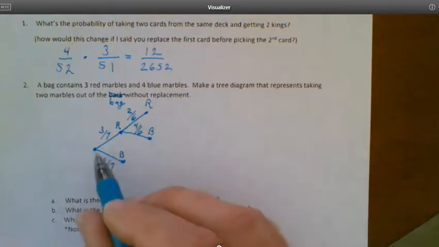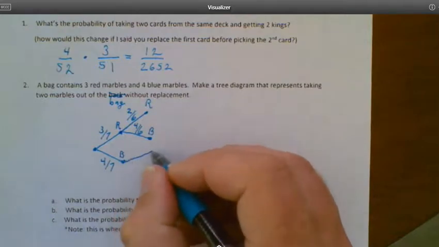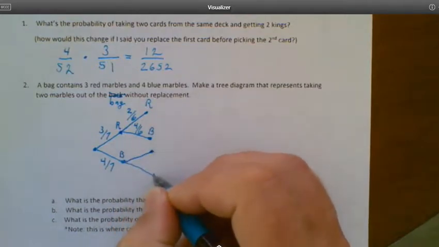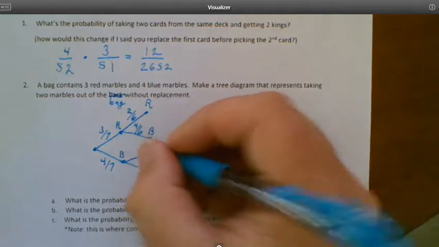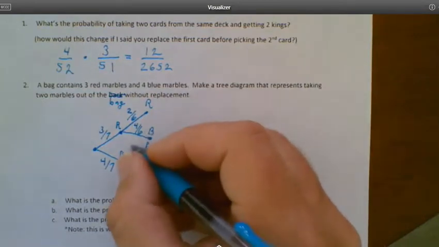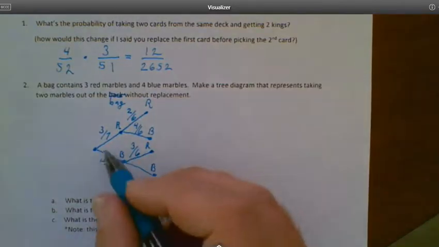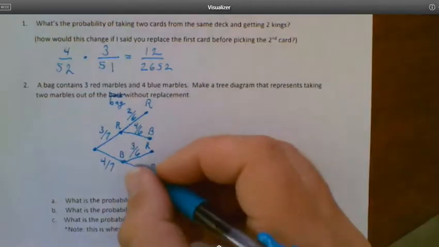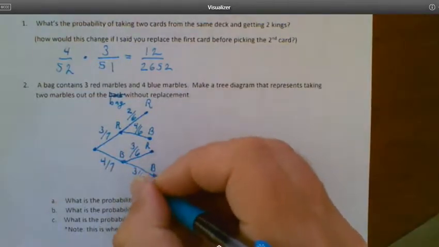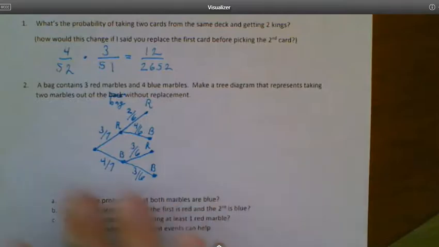So what if I reached into the bag on my first one and got a blue one? What's left? As I reach back in, it's still either going to be red or blue, but now there's one less blue marble in the bag. So there's still 3 red ones out of the 6 that are left, but since I got a blue one on my first pick, now there's only 3 out of the 6 remaining marbles that are blue for that one. So here's kind of the outline of the tree.